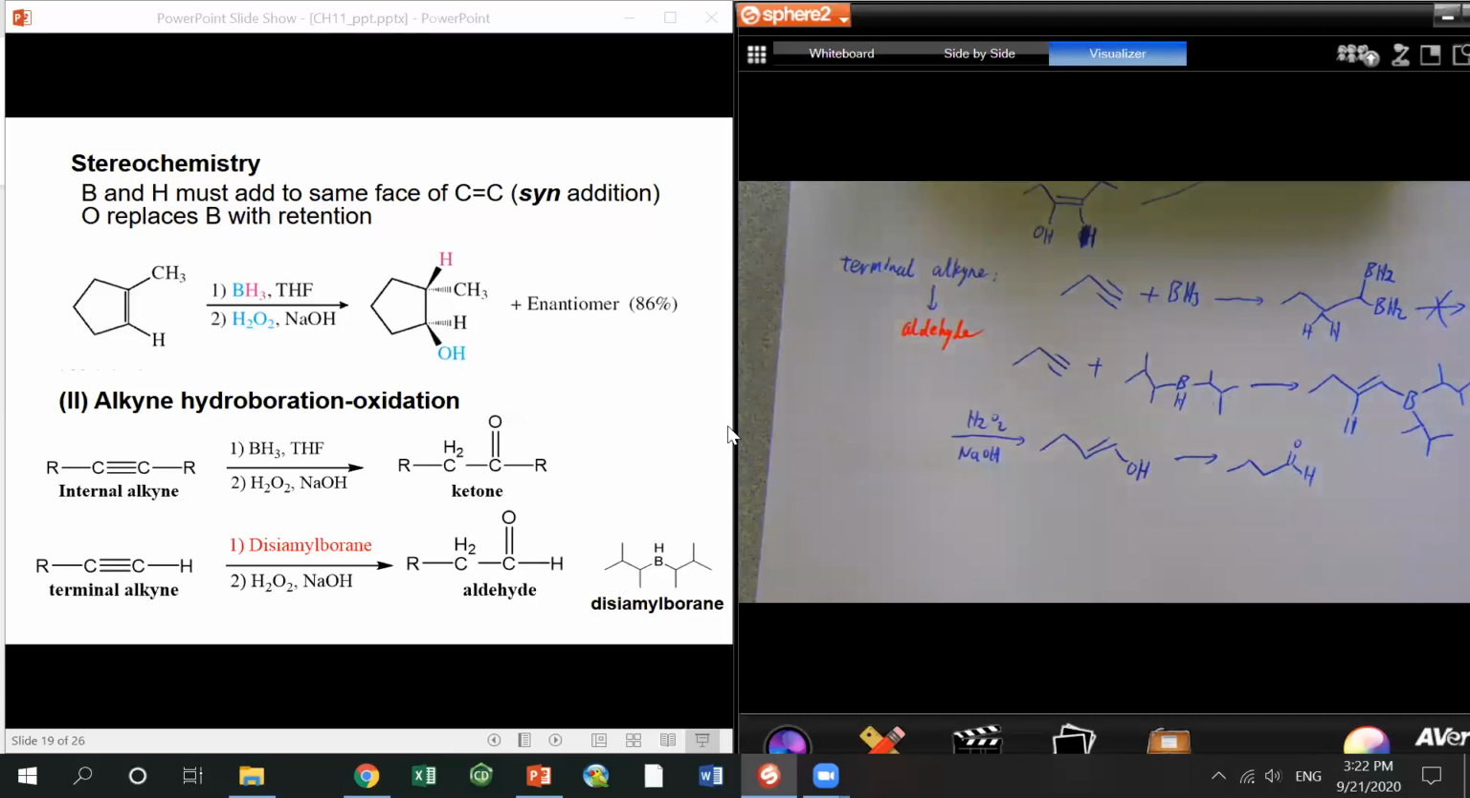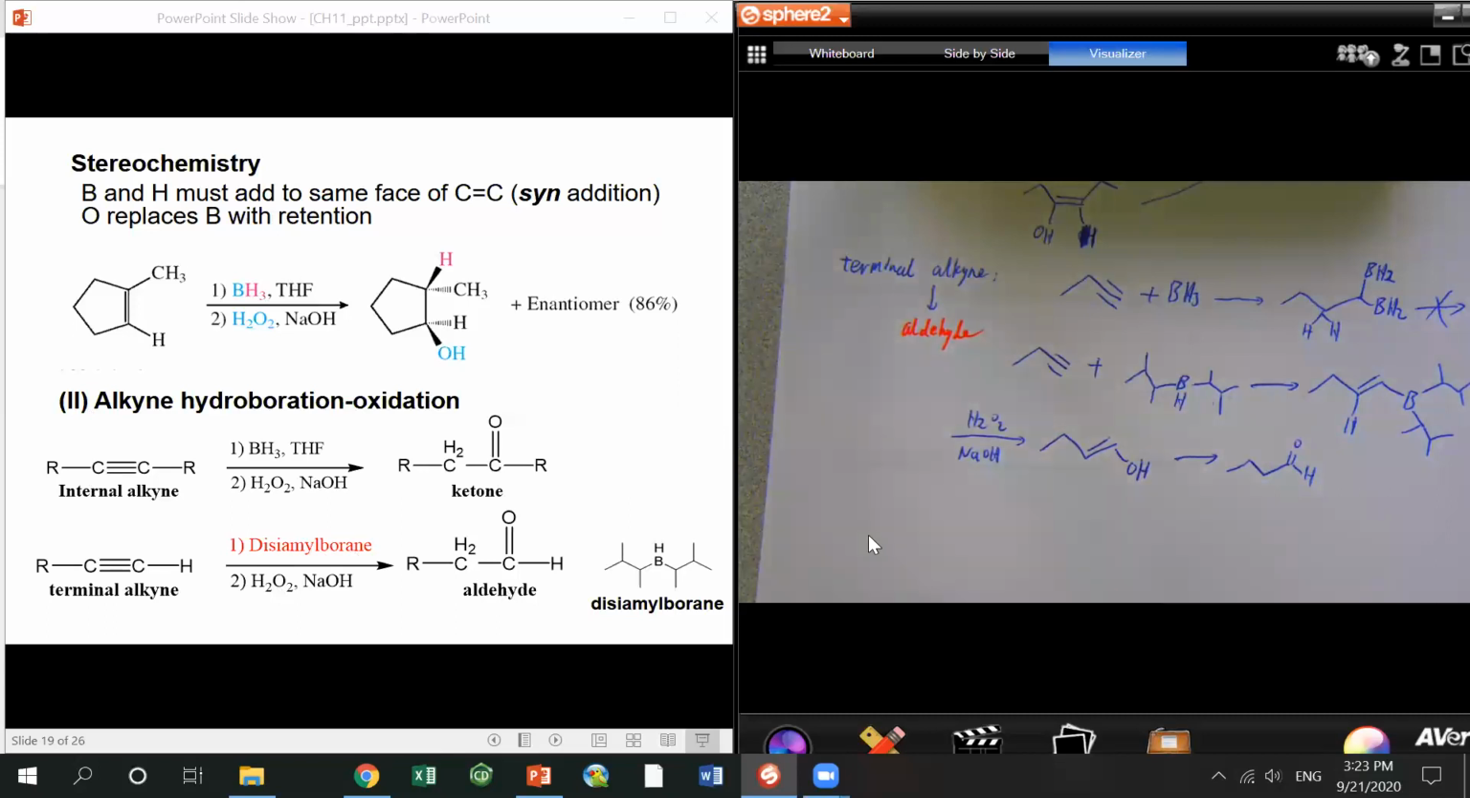So in other words, to summarize here: if you use an internal alkyne, you generate a ketone, so that's the same as oxymercuration reduction reactions. But for the terminal alkyne, you have to use a special reagent called disiamylborane, and then you generate an aldehyde.